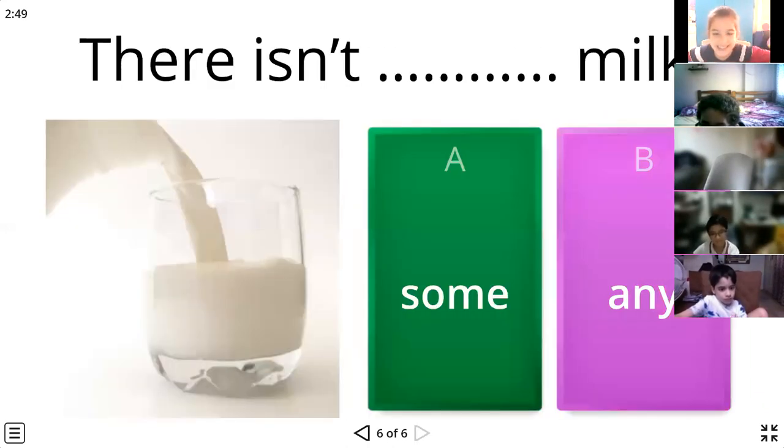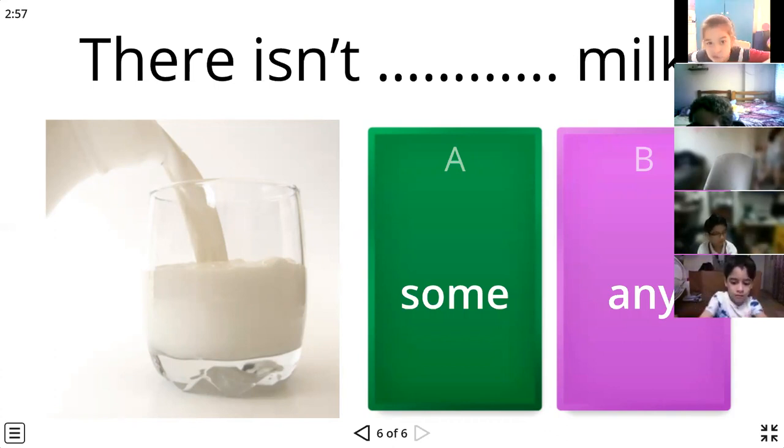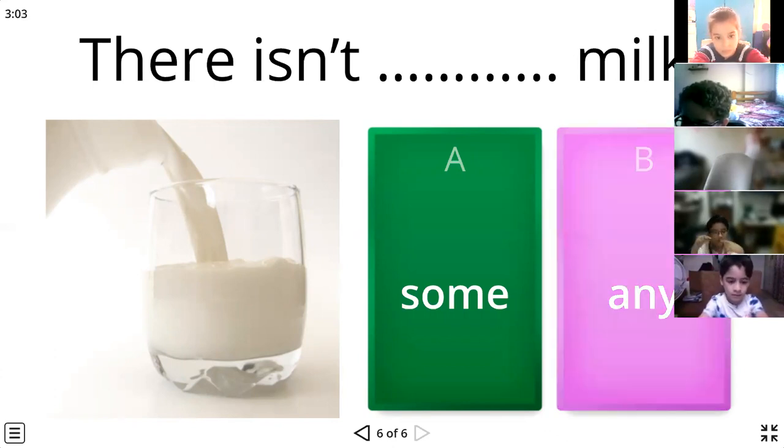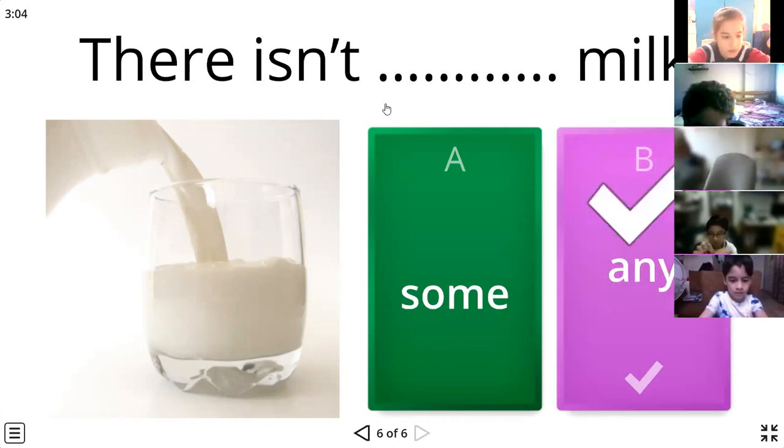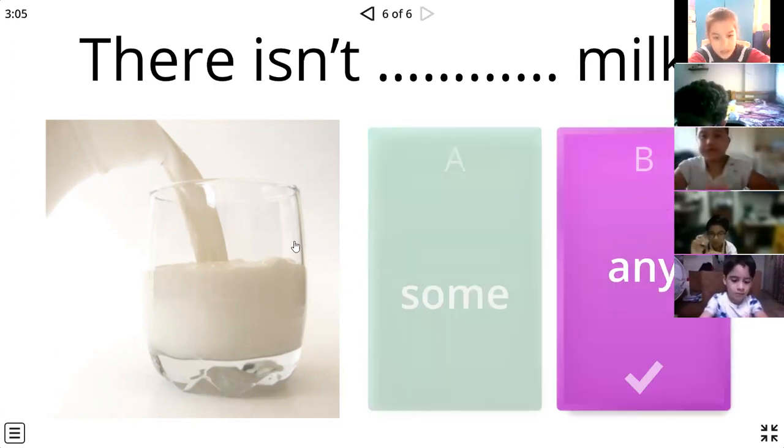Mateo Maduro. Here we have a negative sentence. What is the answer? Remember, some is useful for affirmative. Any is useful for negative and also questions. There isn't any meal. Very good. Excellent.